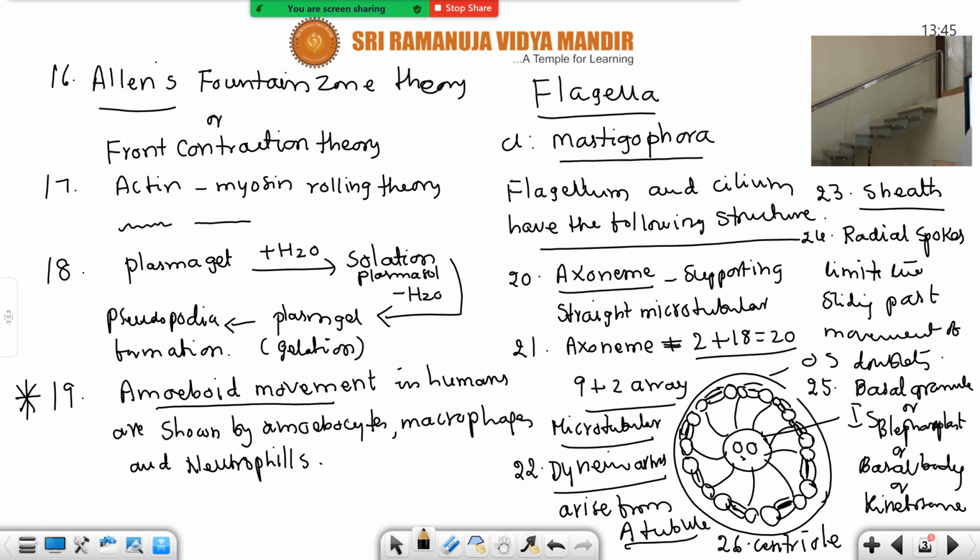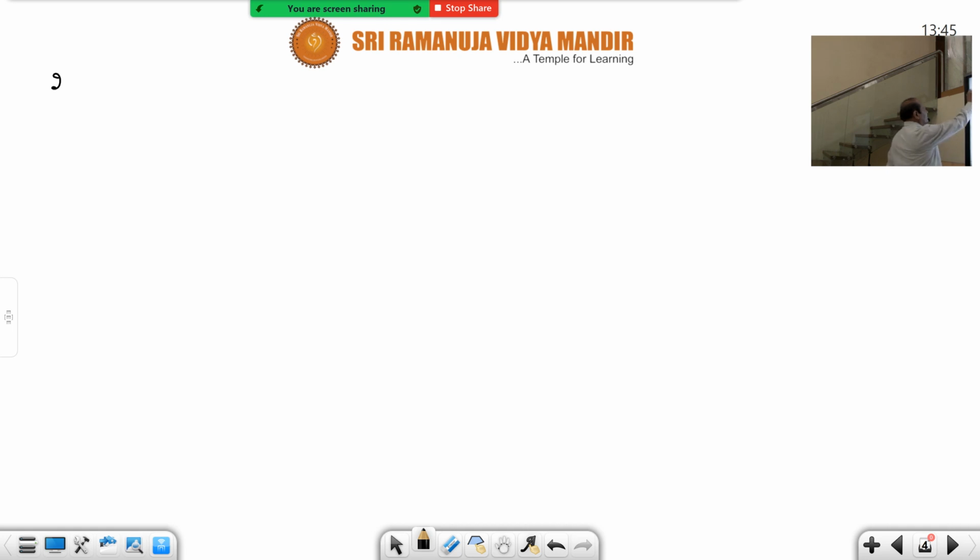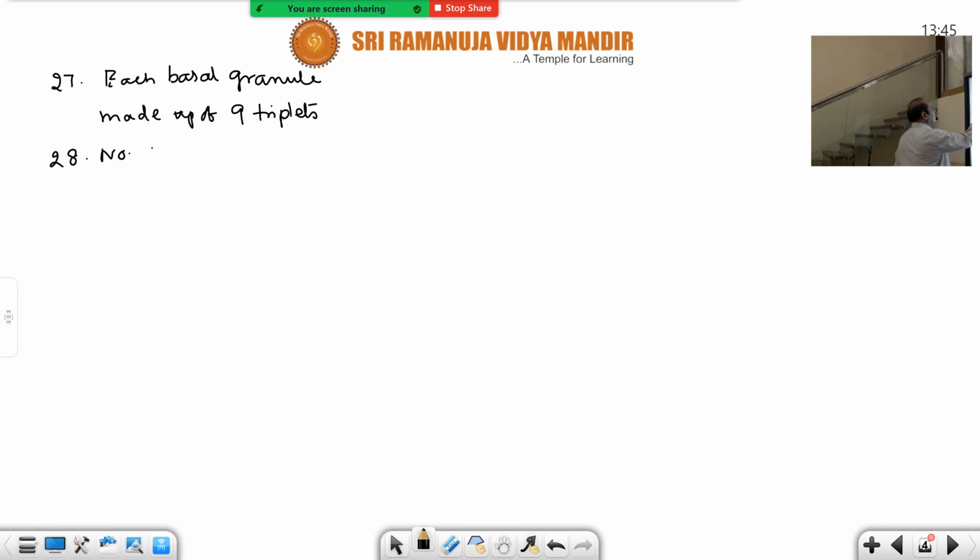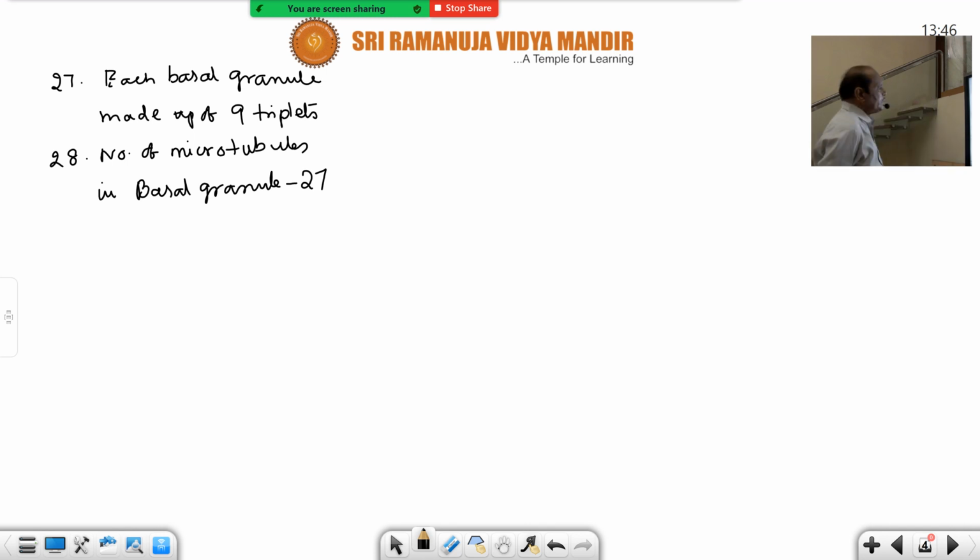The centriole is the cell organelle from which the basal granules originate. Each basal granule is made up of how many? 9 triplets. Here there are no singlets and doublets; they are called 9 triplets, meaning 9 into 3. The number of microtubules, of course this will not be given, we calculate it based on the triplets. In the total basal granule, 9 into 3 is 27. One triplet is equal to 3 microtubules, so 27 microtubules are there.